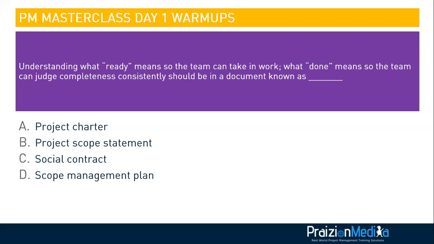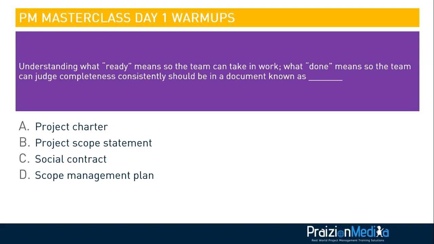Five, 4, 3, 2, and 1. The answer to this question can be found in the Agile Practice Guide on page 50. The best option is not the project charter. At this stage, the team hasn't even started conversing, and it's the team that defines some of these terms. So it can't be the project charter.